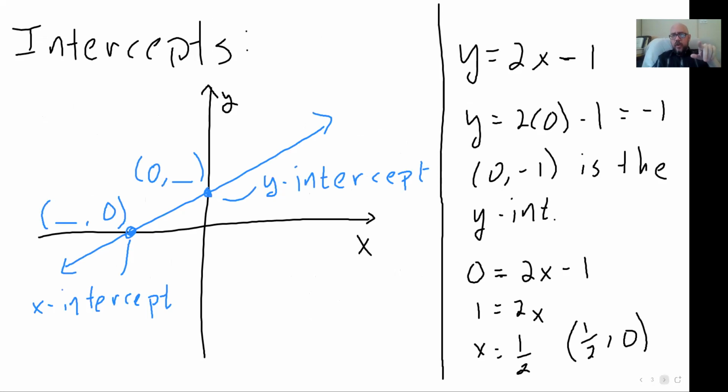The intercepts are where your line crosses the x and y axes. If you want to find your y-intercept, let x be 0. If you want to find your x-intercept, let y be 0. And then solve for the other one, right? So when I was looking for my y-intercept here, I let x be 0 and found my y-intercept. When I was solving for the x-intercept, I let y be 0 and solved for x.